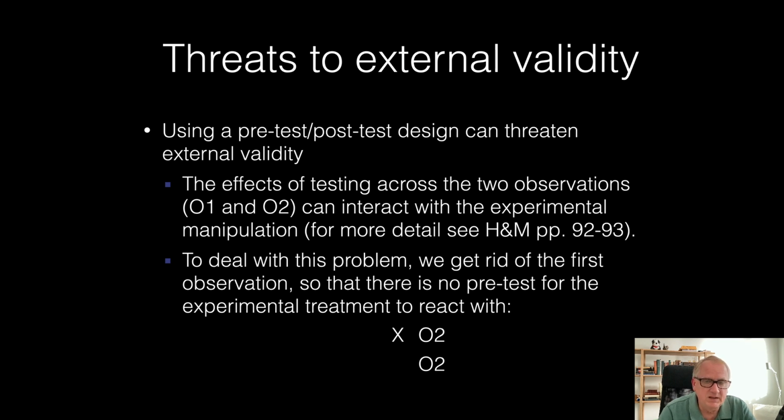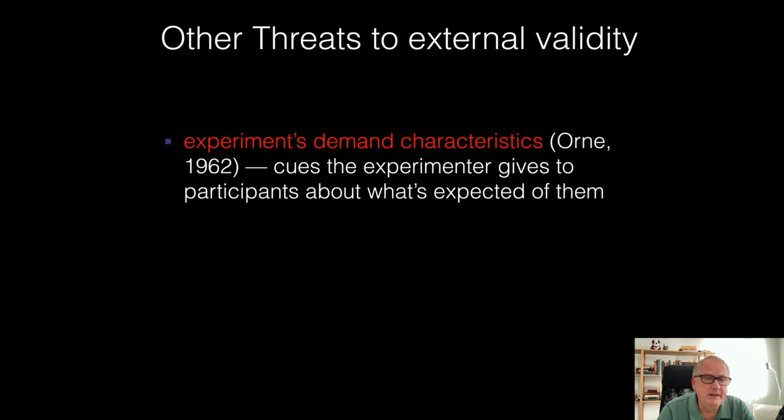And so if I see a difference on O2 between the two conditions, I can say it's because of the experimental independent variable, especially again if I've used random assignment. Now, there are other threats to external validity. There's what's called experimenter demand characteristics, and this was first identified by Orne back in 1962.